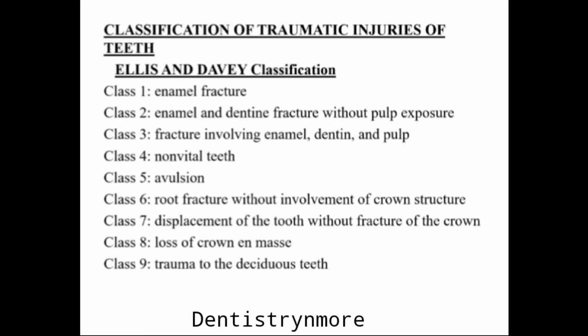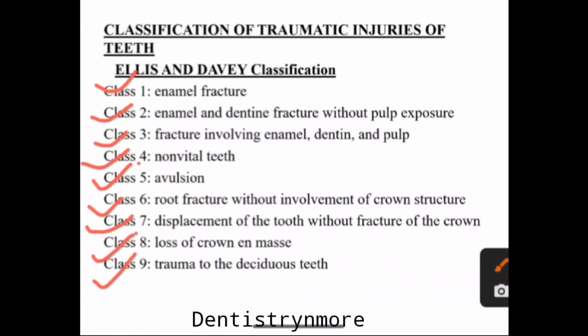Now we are moving to the classification of traumatic injuries of teeth. First one is Ellis classification. There are 9 classes. First one is enamel fracture, class 1; class 2, enamel and dentine fracture without pulp exposure; class 3, fractures involving enamel, dentine and pulp; class 4, non-vital teeth; class 5, avulsion; class 6, root fracture without involvement of crown structure; class 7, displacement of tooth without fracture of the crown; class 8, loss of crown; class 9, trauma to deciduous teeth.